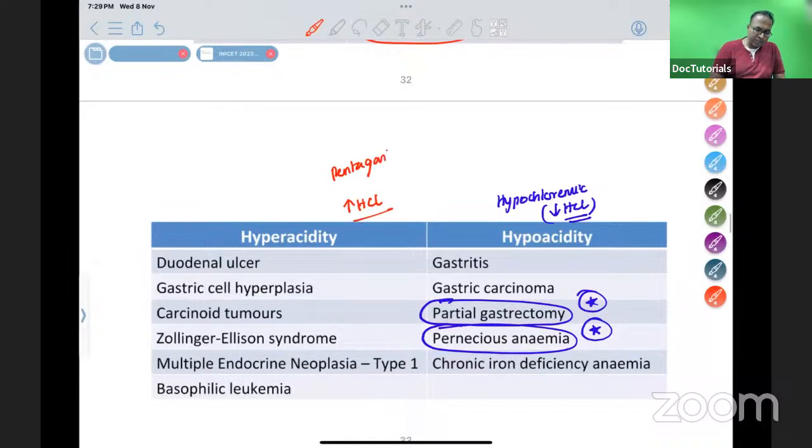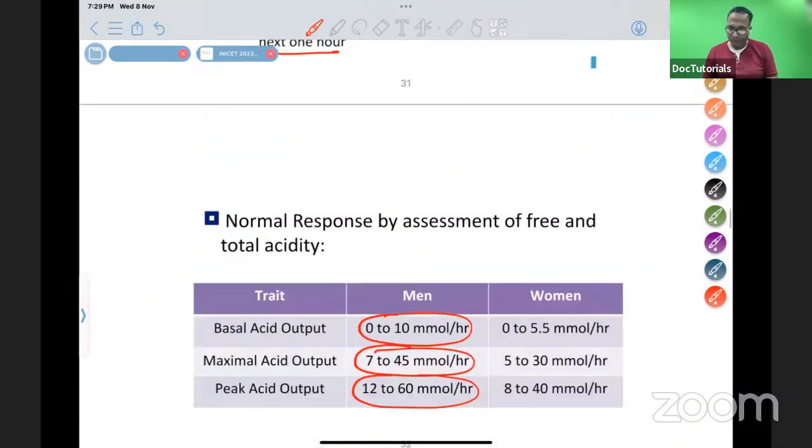Please don't forget, this is a very simple question, but it is a very important question. Duodenal ulcer, gastric hyperplasia, carcinoid tumor, gastrinoma, MEN, all these cases will have increased acid on pentagastrin stimulation. Repeatedly, they will only ask you that pernicious anemia and partial gastrectomy patients will not have increased acid. So don't forget this question.